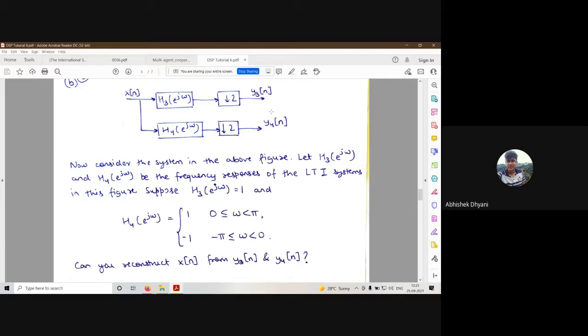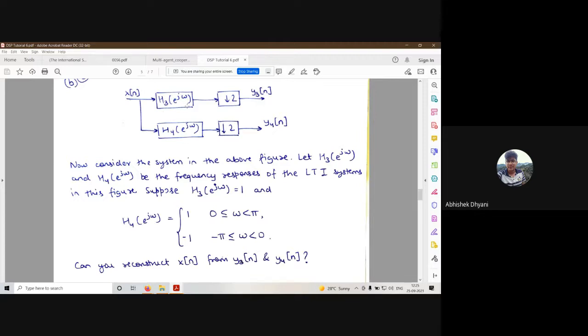Again, it is asked if we can reconstruct x of n from these two signals, y3 n and y4 n. So from these signals, we have to obtain x of n. Here, this h3 is simply 1.